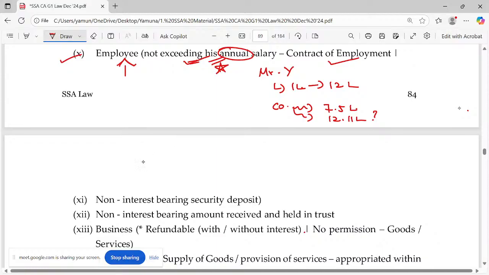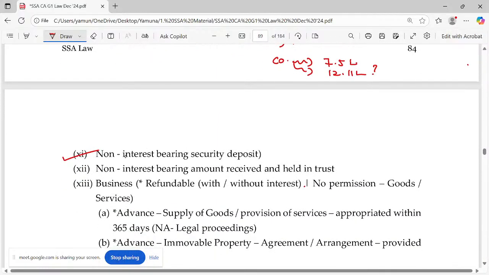Okay, annual salary. Next, the 11th point: non-interest bearing deposit, security deposit. You need not consider it as deposit, since it is non-interest bearing.